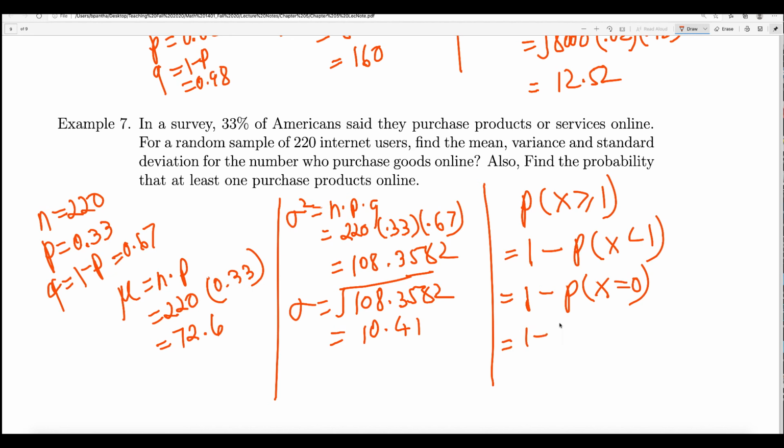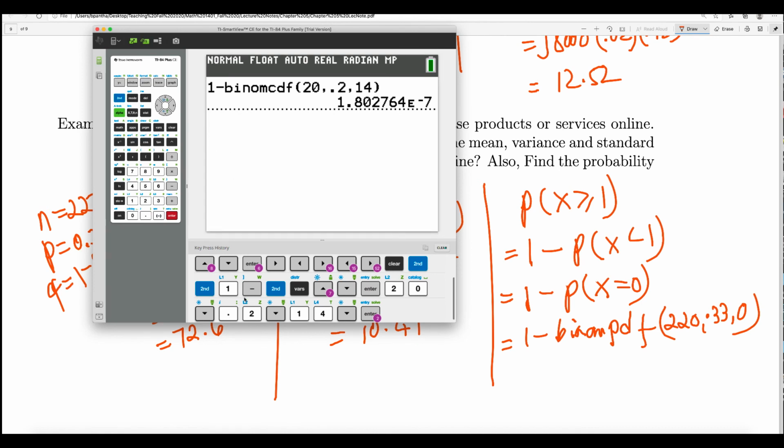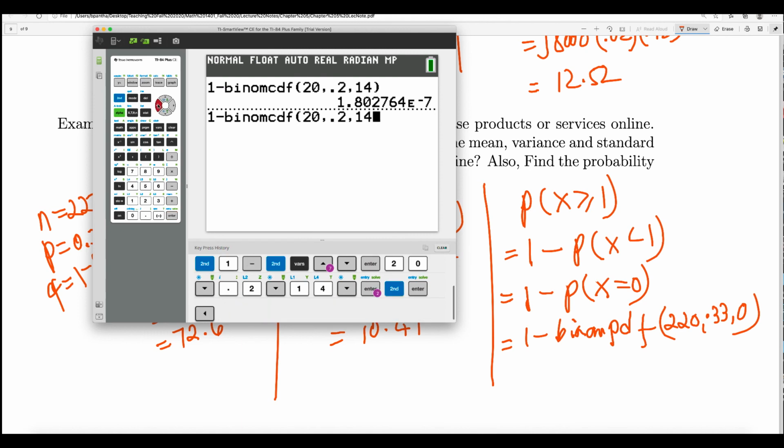So now what do you do? 1 minus binomial PDF. What is N? N is 220. What is P? P is 0.33. And then K is 0. So just use that. How do I use that? Let me copy that thing. How do I copy? You do second and then enter. It will copy. Now I want to change the things. The first one is 220 comma 0.33 comma 0 comma 0. Okay, and then close it, hit enter.